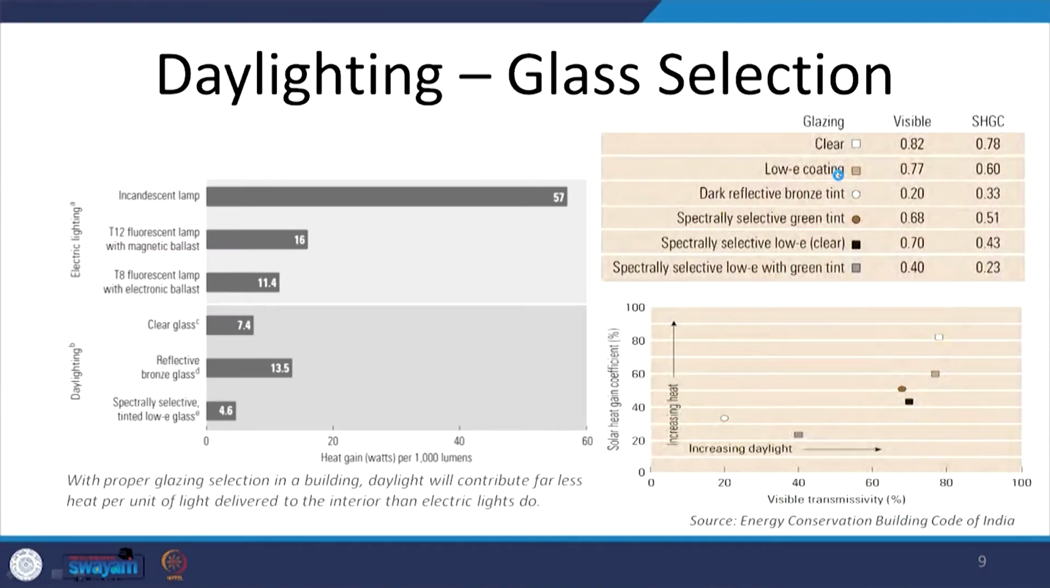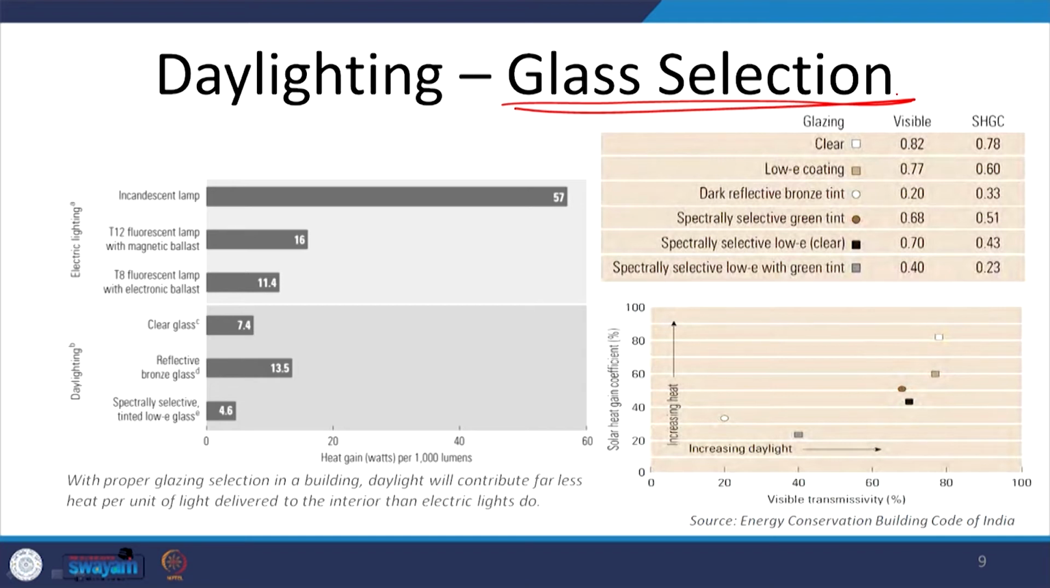Now, when we are designing the windows for bringing in daylight, besides the design of windows, one very important criterion is the selection of glass. Which glass will be selected? Now, there is a balance which needs to be struck. For controlling the amount of heat coming in through the windows, we suggest that the U value of the glass should be lower and the SHGC of the glass should also be lower.